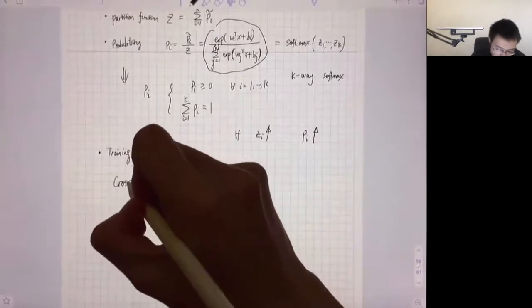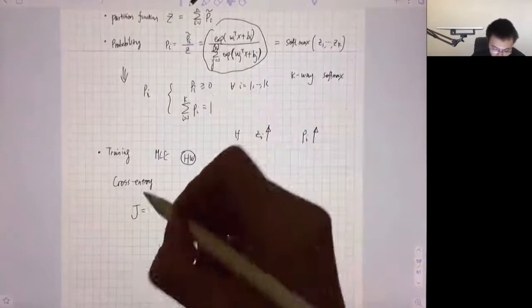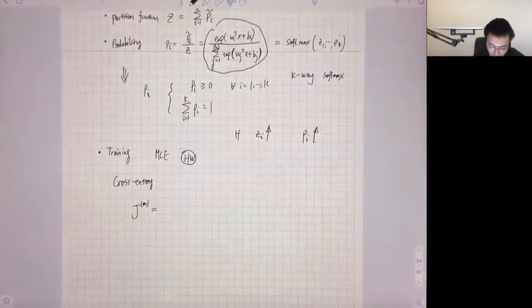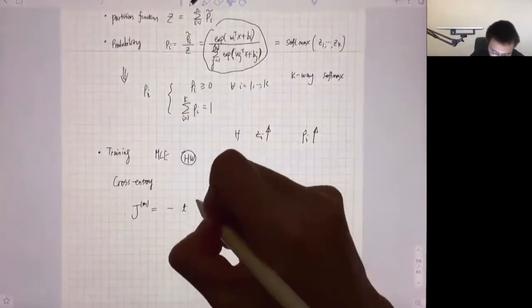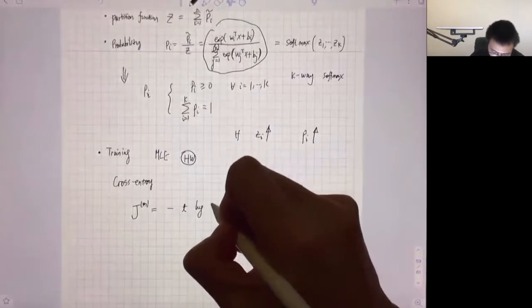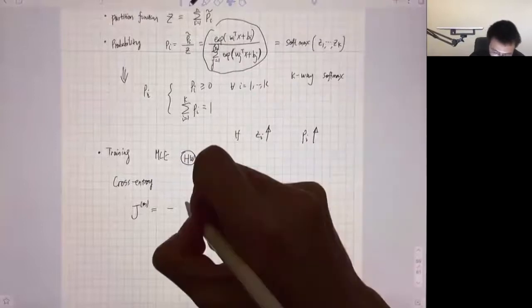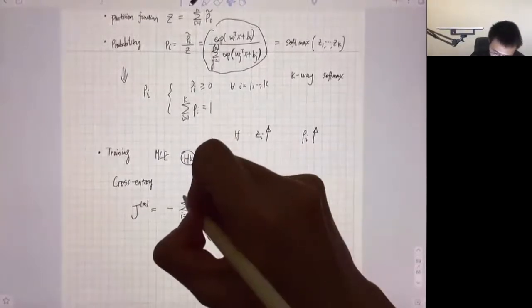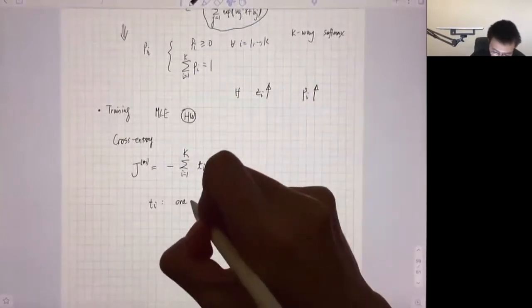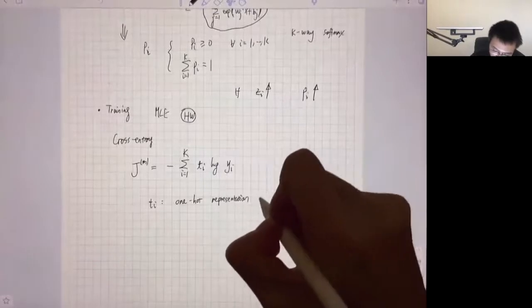The loss, again, is the cross-entropy loss. I'm talking about per sample loss. The total loss is the sum or the average of per sample loss. The per sample loss is minus t log y_i, and I make a summation for different i's. Here t_i is the one-hot representation of the target.